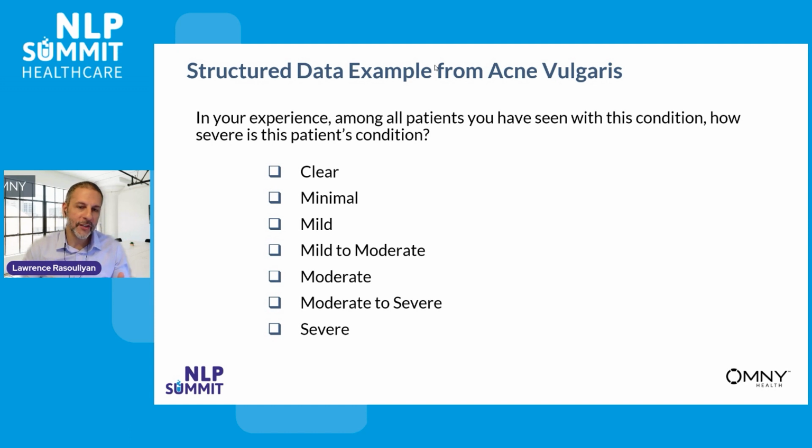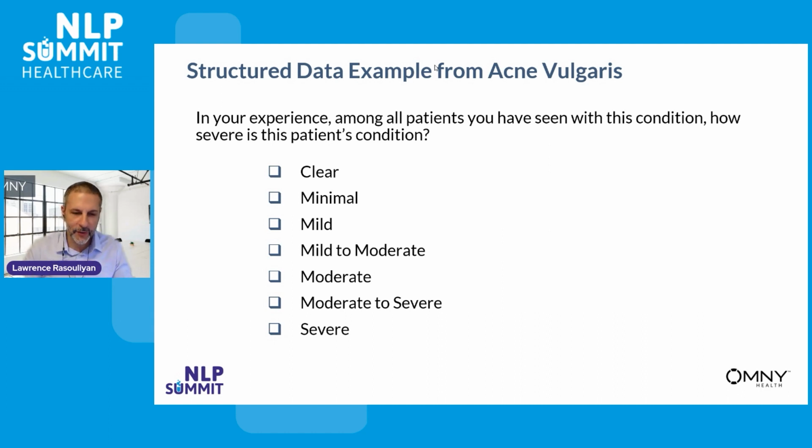But here's a question that's integrated into the EHR system for many of our specialty dermatology networks that are on our platform, that we're lucky that we have this information. So when a clinician goes in and puts in the diagnosis code for acne, this pop-up screen appears and it asks the physician, in your experience among all patients you've seen with this condition, how severe is this patient's condition? And you're left here with, on this example, a 7-point scale that ranges from clear all the way up to severe.